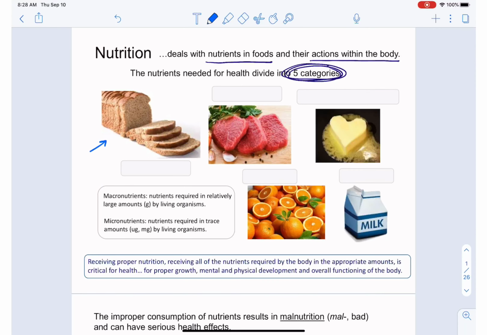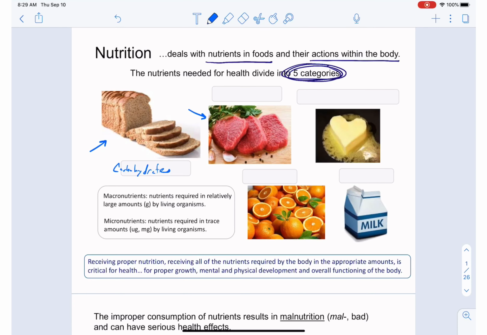What about this loaf of bread? What nutrient comes to mind with this loaf of bread? What about carbohydrates? Carbohydrates are a category of nutrients, and there's a lot of carbohydrates found in bread.